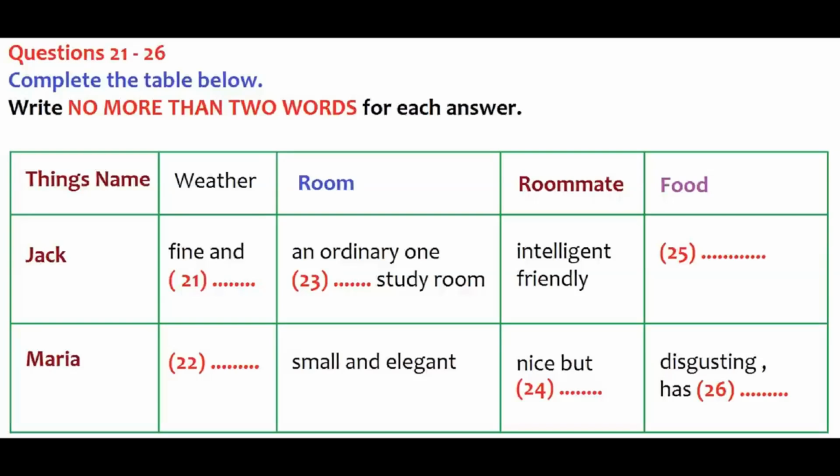Well, it's a bit depressing. It's been raining since yesterday. I can't go out, so I have to stay in my room. What about your room? Is it a nice one? Yes, it's small and elegant. How about yours? Mine is an ordinary one.